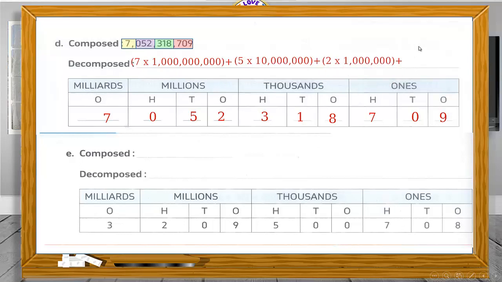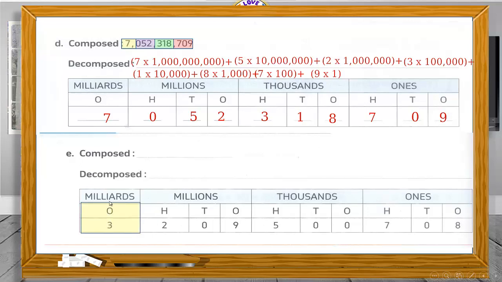3 in 100,000. Write 3 times 100,000. 1 in tens of thousands. Write 1 times 10,000. 8 in 1,000. Write 8 times 1,000. 7 in hundreds. Write 7 times 100. 0, nothing here. And in the last place we have 9. Write 9 times 1. Last exercise, we have a number in the chart, and we have milliards, or 4 periods.